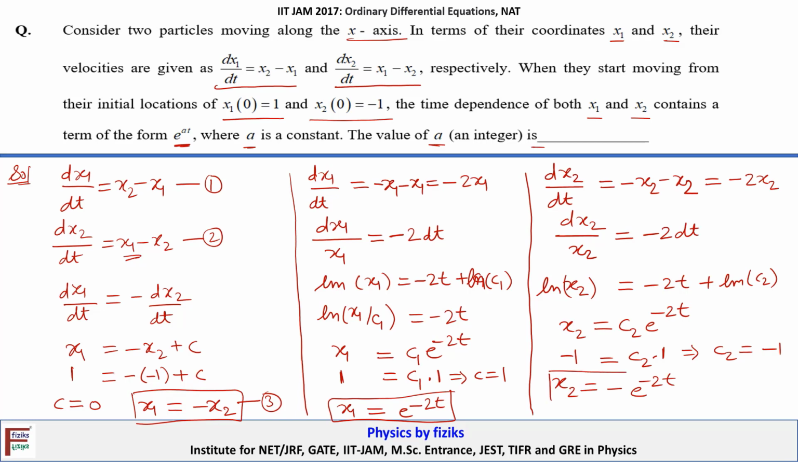Now this is the path for the second particle. Both the solutions of x1 and x2 come in the exponential form. Of course, this x2 is going in the negative direction with time, and here the value of a is an integer. On comparing this equation, we obtain that a is equal to minus 2.